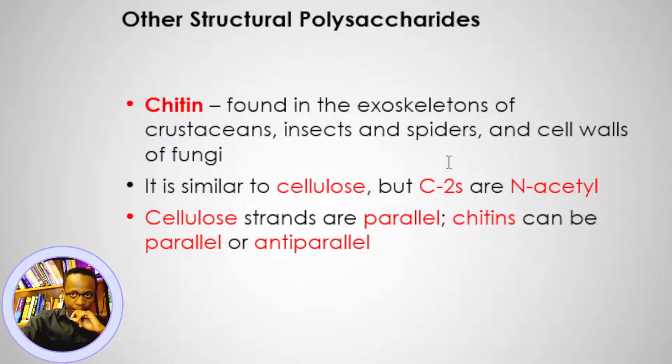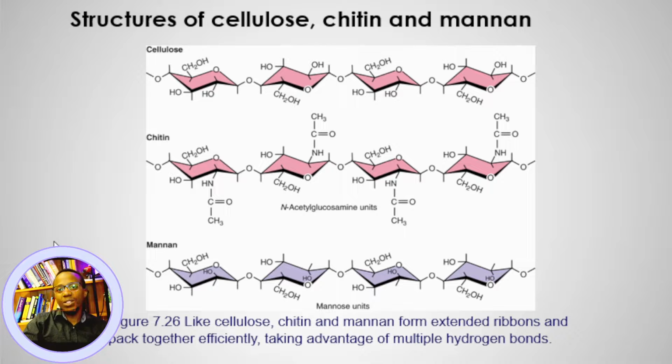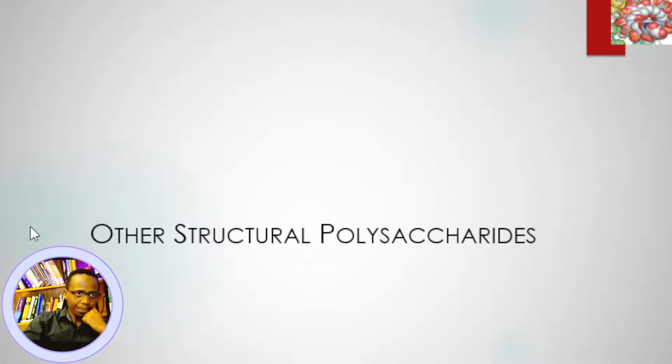Difference number two is whenever cellulose gets together as strands, like I showed you in that other picture, they are parallel in conformation, but chitins can be parallel and anti-parallel, and this comes from this acetylamine group here, right? So what about other structural molecules? Let's see if we can look at other ones here.